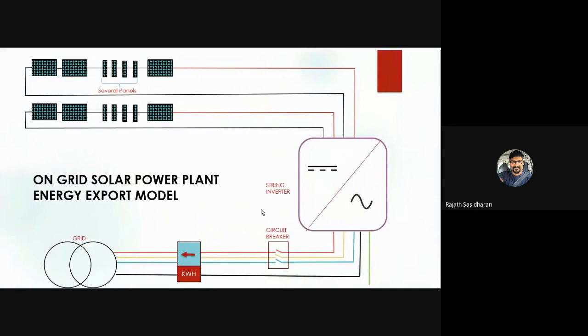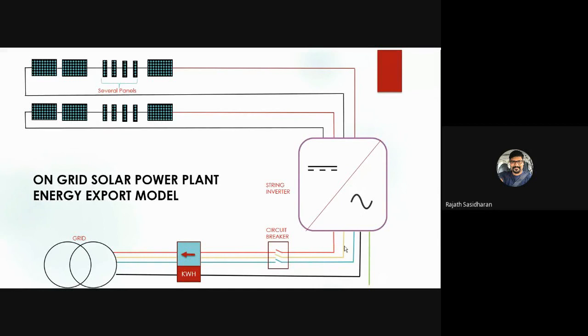Let's try to understand how this on-grid solar power plant works. This is an energy export model, an independent power plant. Here you can see there are several panels. They are in series. So what happens is during the daytime, as these panels receive light energy, it produces a DC energy, right? So this direct current reaches the inverter through the strings. And inside this inverter, it is getting converted into alternating current, and what comes out of the inverter later is an AC power cable.